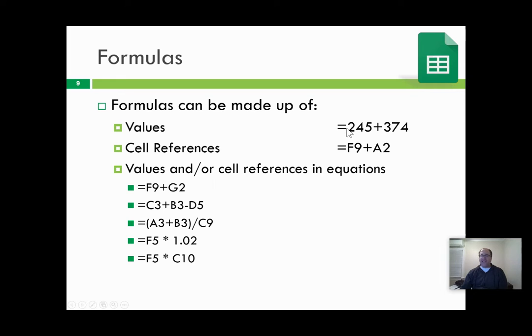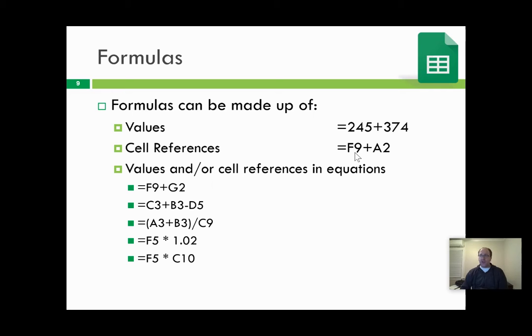So don't just add together 245 plus 374. Why don't you go ahead and add together the value, whatever value it is, that's found in cell F9, plus the value that's found in A2. So don't give me just a straight number. Tell me to go to the cell and grab the value from there and add it and then put it as part of the equation. I'll demonstrate this for you in a moment.